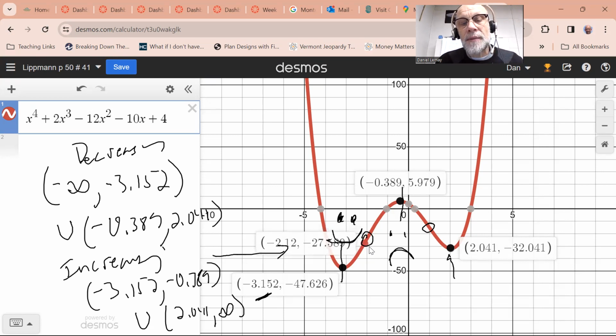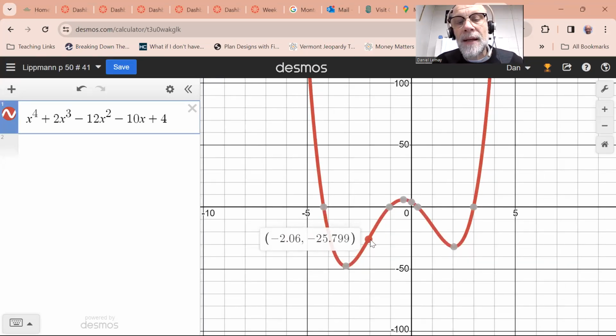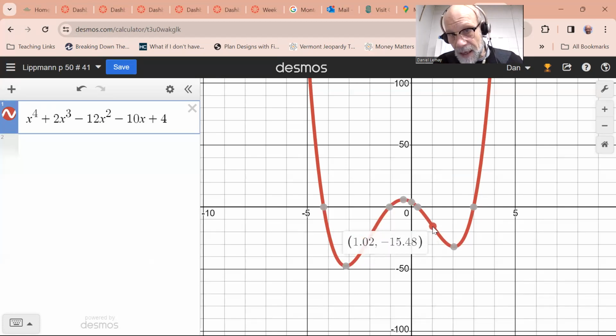Here, let me clean off the screen so we can see something. So we know that inflection point is happening right about here, -2. I would go with -2, -24 as the inflection point, and then it changes concavity over here also. Let's think it's 1. My math isn't that creative, so I would try 1, -15 for the other inflection point. Okay, and that's how you do it.